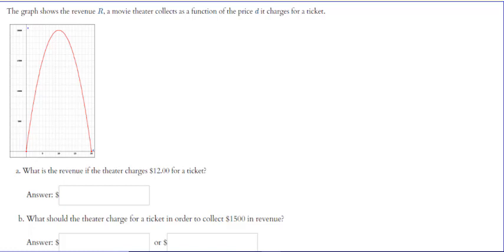Section 1.2, part 4. In these problems, we'll look at graphs and using function notation to analyze the graphs. So it says, what is the revenue if the theater charges $12 for a ticket? Well, what we need to do is 12 is an input. So what we've got to do is go find 12 and then figure out how much the ticket costs.